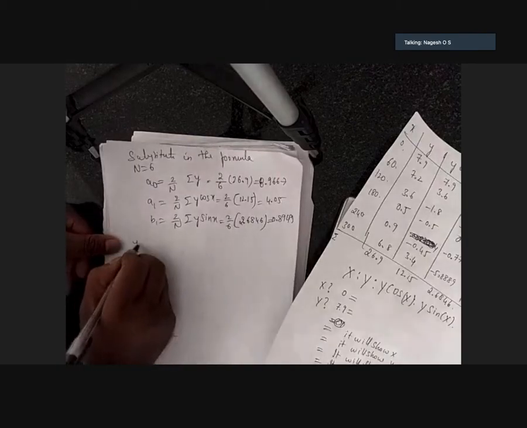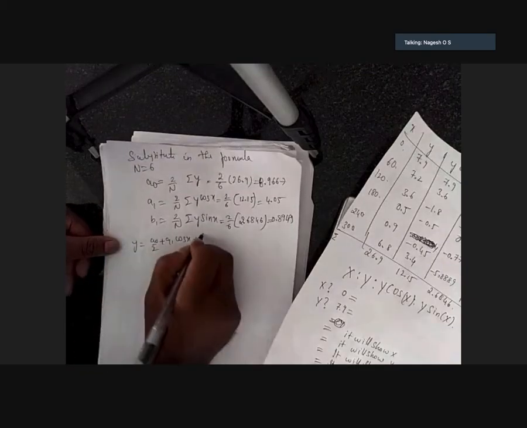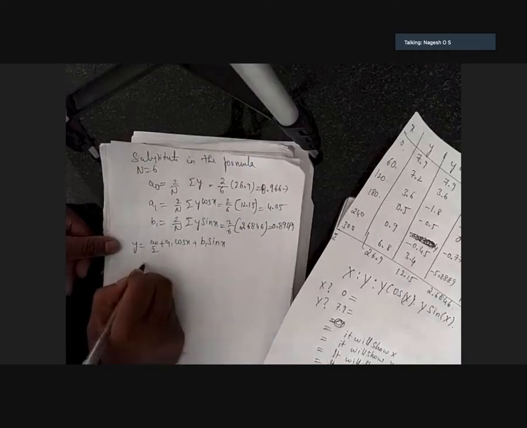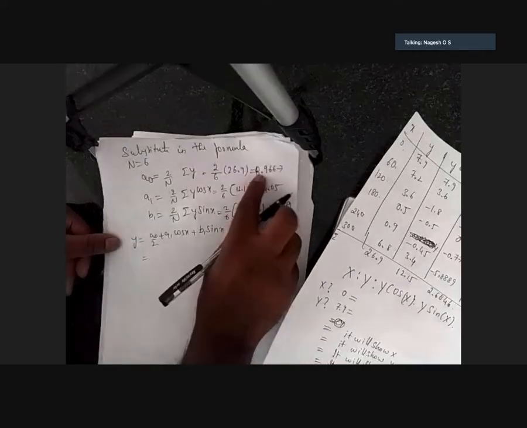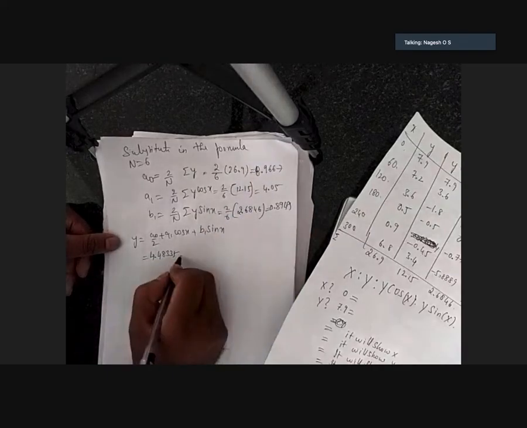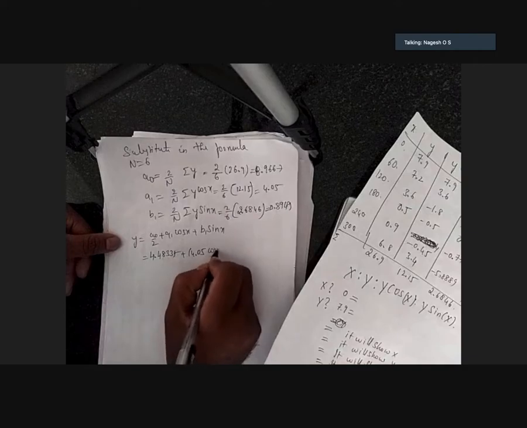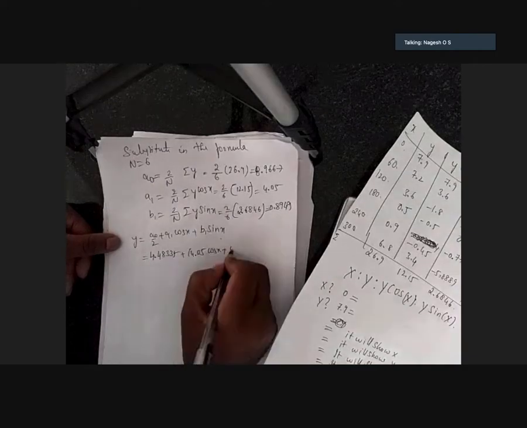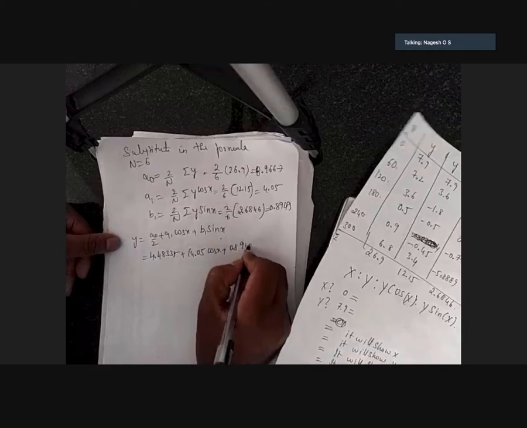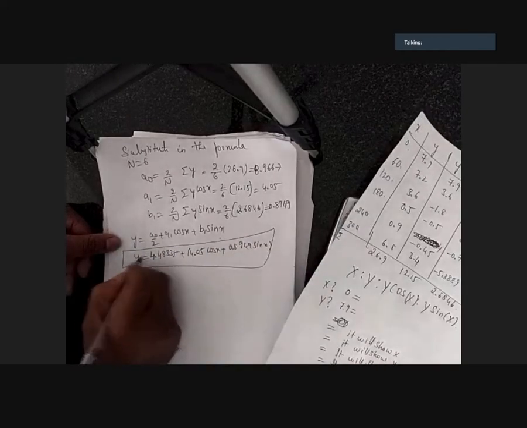Okay, what is y? Y is a naught by 2, sorry, f of x or y, both are the same. A1 cos x plus B1 sin x. A naught by 2, that is this by 2, 4.48335 you will get, because this is divided by 2. Plus A1, 4.05 cos x plus B1, 0.8949 sin x. This is the answer.